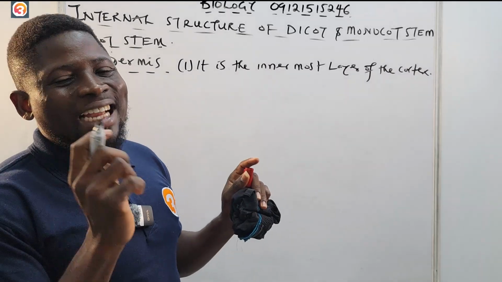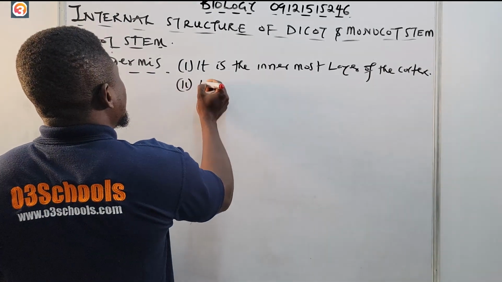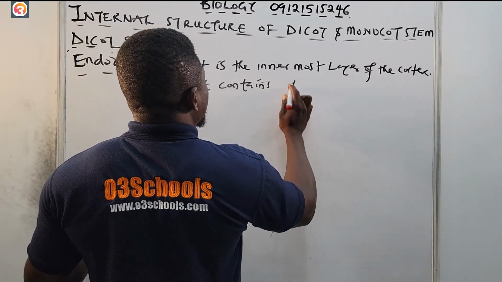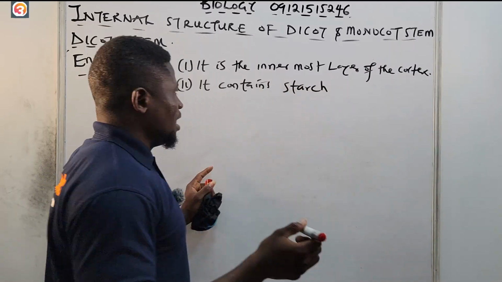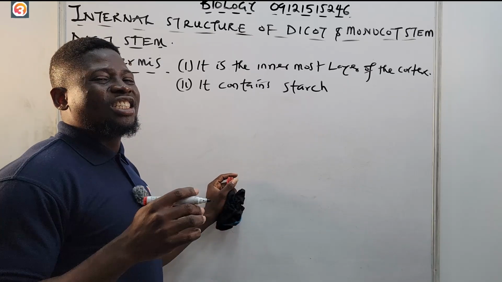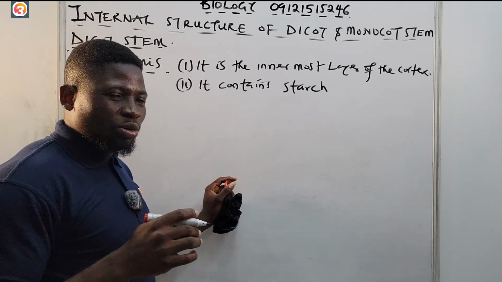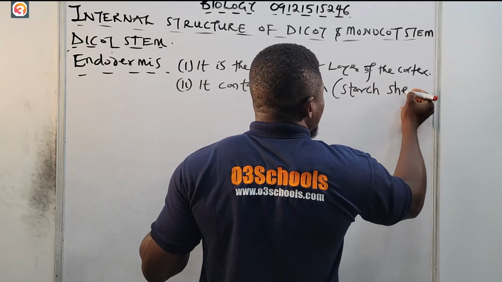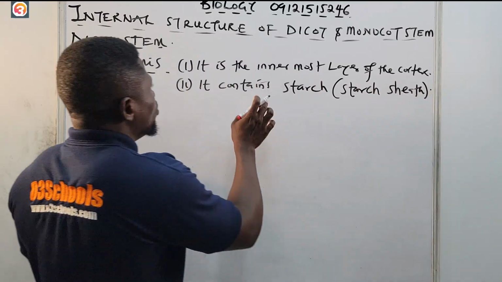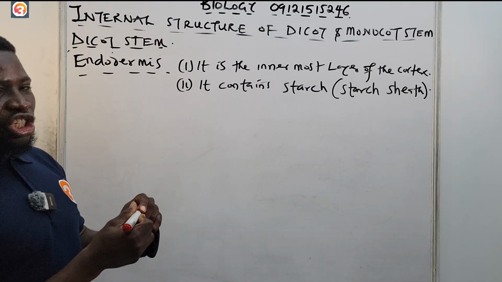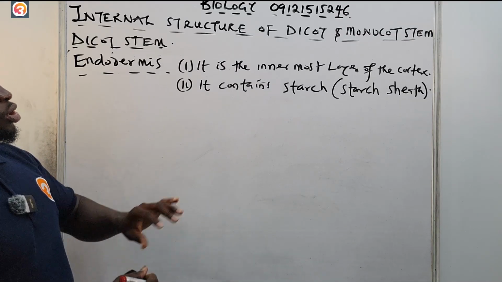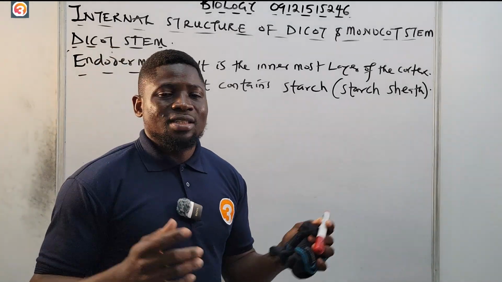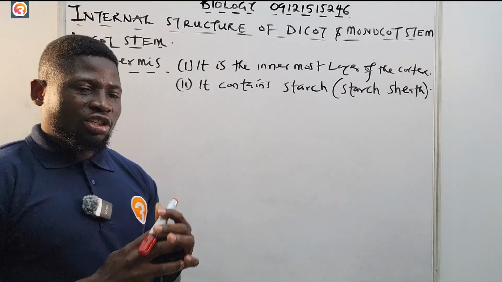And of course, this endodermis sometimes contains starch. Number two, it contains starch, S-T-A-R-C-H, and this starch that it contains is called starch sheath, S-T-A-R-C-H, S-H-E-A-T-H. You must take note of that. So this is the endodermis: the innermost layer of the cortex, containing starch called starch sheath.